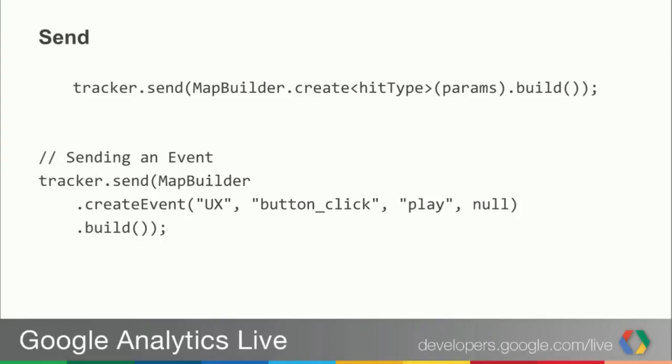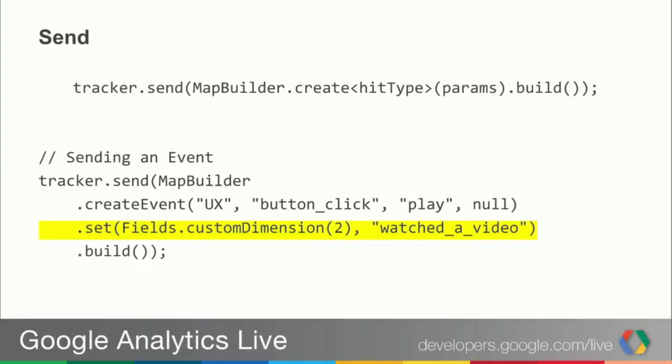So you create the map builder class using one of the create methods, and then you could optionally set additional parameters. Here, for example, we're going to set custom dimension to a value of watched a video, and then when you're finally done with it, you can get your map by calling build, and you just pass that to send, and you're done.